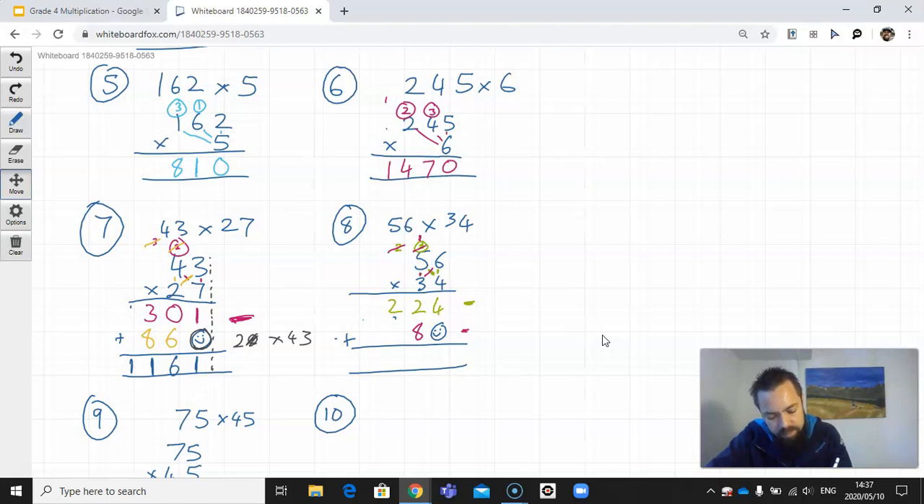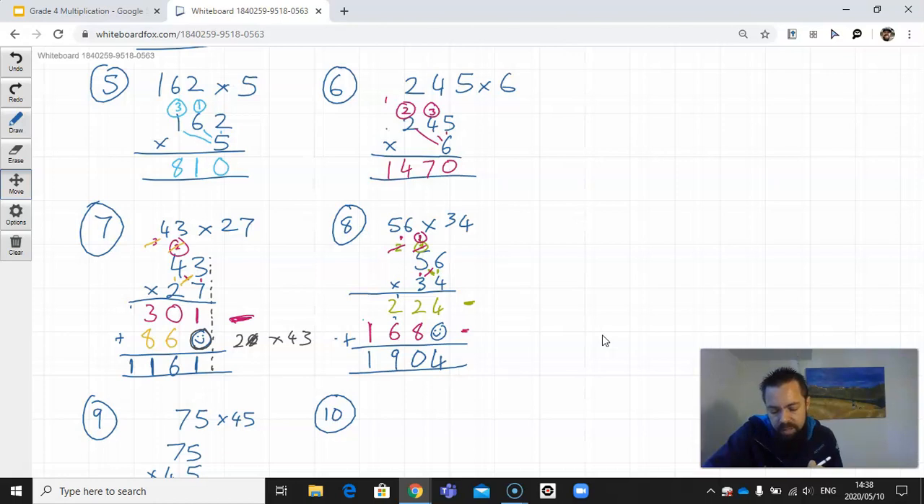3 times 5 is 15, plus the 1 is 16. Carry the 1, drops down. There's my 2 answers so far. Need to add those together now. 4 plus 0 is 4. 2 plus 8 is 10. Carry 1. 1 plus 2 is 3, plus 6 is 9. 1 drops down. So the answer, 1,903.